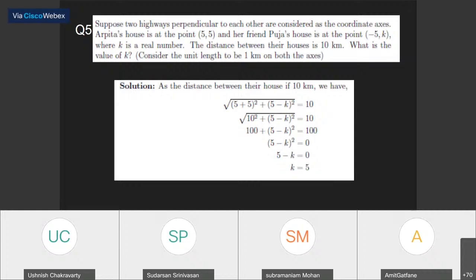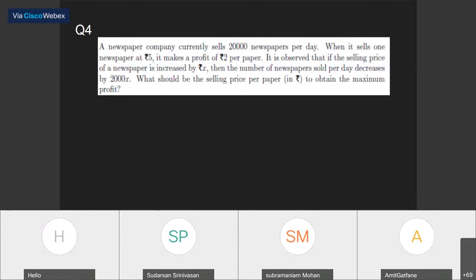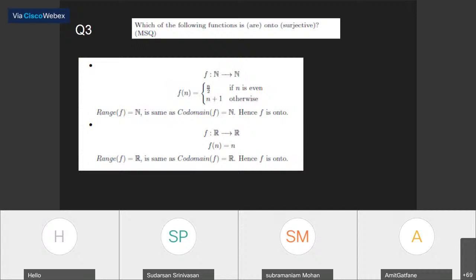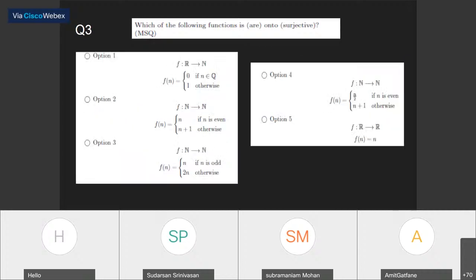Please go to question 3. Question 3. So this is the solution. Can you please get to the question? Question 3.